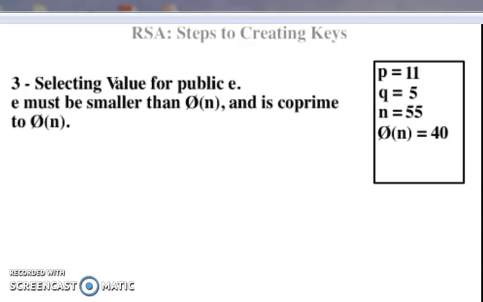Now we select the value for the key E. E must be smaller than the totient of RSA modulus and also coprime to it. Coprime means the two numbers don't share any factors except for 1. Our options are 3, 7, 9, 11, 13, 17, and so on. We will be using 7.